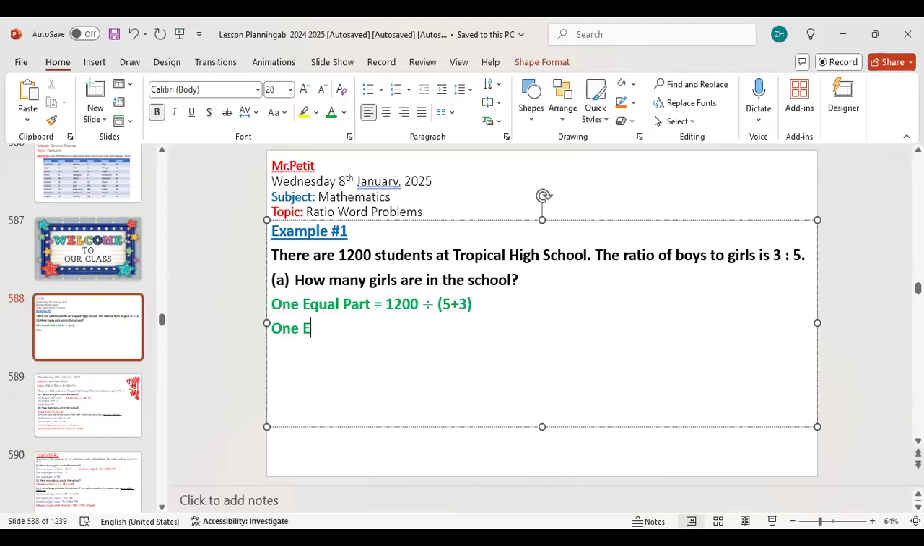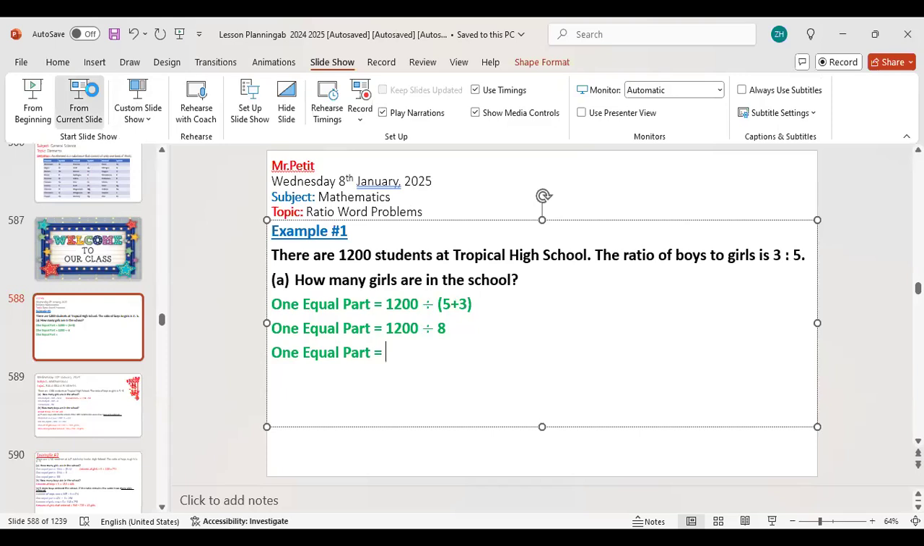And so 1 equal part is going to be equal to 1,200 divided by 5 plus 3. What is that? 8. So 1 equal part is going to be equal to... what do you have for 1 equal part? 150. Let's perform the long division.